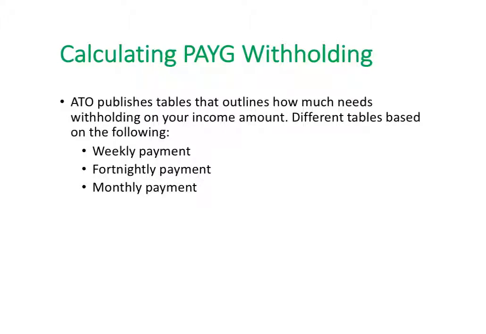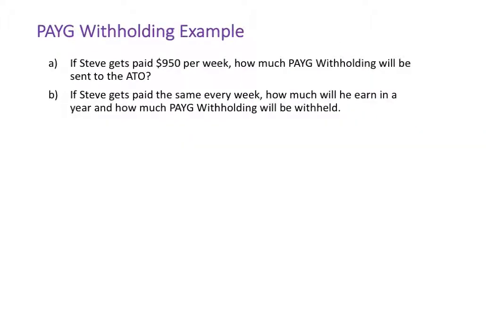To do our calculations, we need to use the ATO published tables that outline these amounts. Different tables are published based on whether you get paid weekly, fortnightly or monthly, so we need to make sure we're using the correct table. In our example, Steve got paid $950 per week, and we want to know how much PAYG withholding per week should be sent to the ATO. For the second part, if Steve got paid the same every week, how much will he earn in a year and how much PAYG withholding would have been withheld during that year.